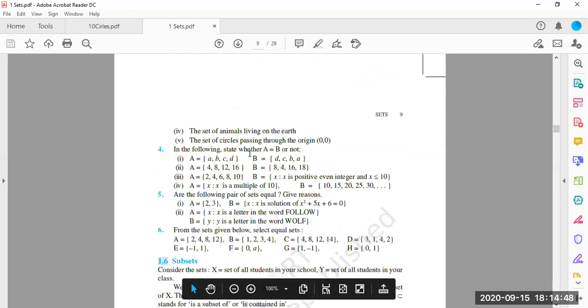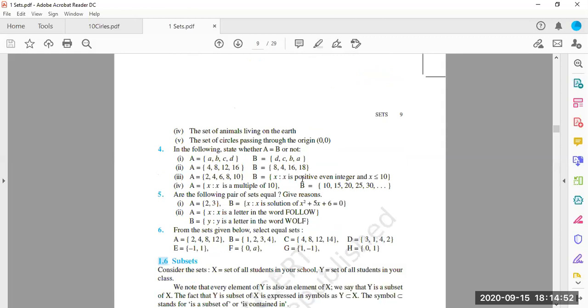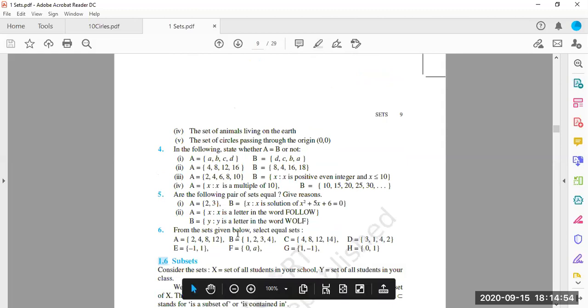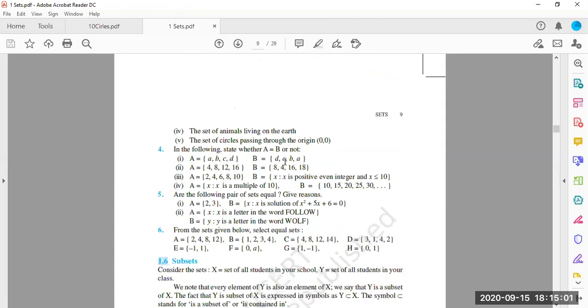In which of the following state whether A is equal to B or not? Remember, if a member is repeated, it doesn't matter. So first one, A is a, b, c, d and B is a, b, c. True. Though the order is different, it has the same elements. What about the second one? 4, 8, 12, 16 and 4, 8. False. Third one.